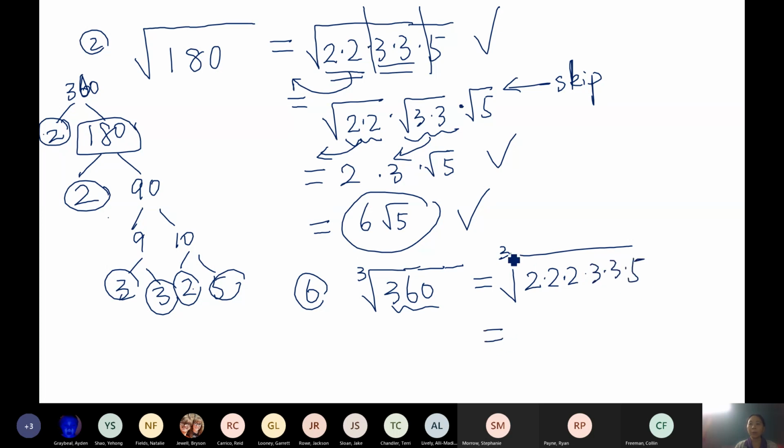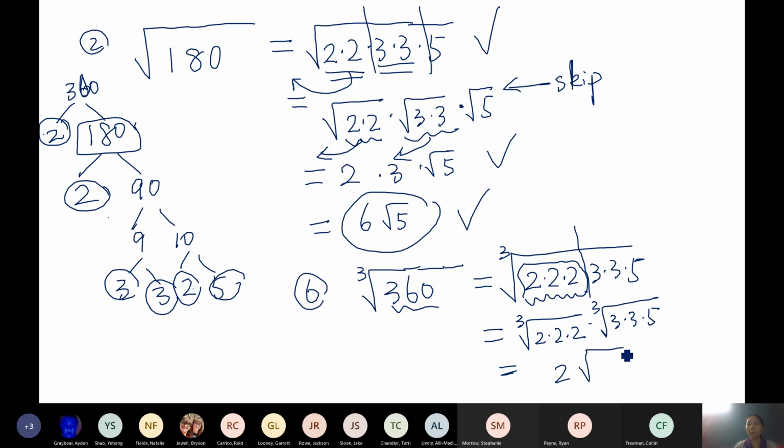Again, remember, a cube root means you are looking for 3 copies. This step can be omitted, but I'm going to write it down to explain to you. You can split it into the cube root of these two radicals. Notice that 3 copies of 2 can be simplified to get a 2. It's like the cube root of 8. The other one I cannot simplify any further because there are no 3 copies of anything.